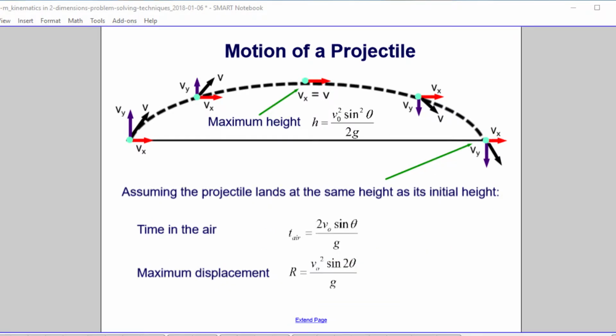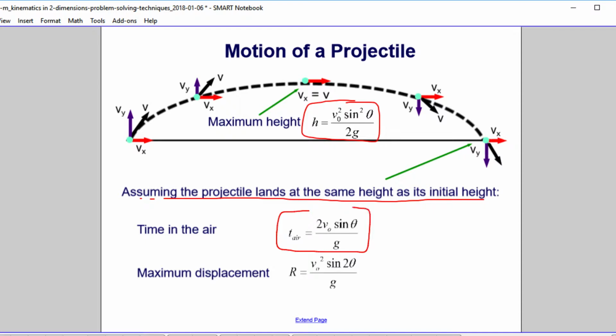We won't derive these equations here for the maximum height, the maximum displacement, and the time in the air, but you can refer back to the Kinematics in 2D presentation notebook. And once again, this is assuming the projectile lands at the same height as its initial height. We will have a maximum height given by this expression. This is our time in the air before it hits the ground.